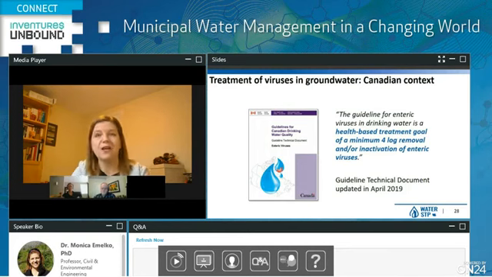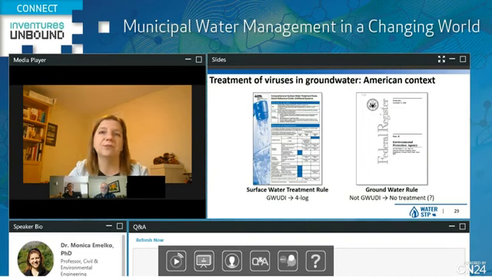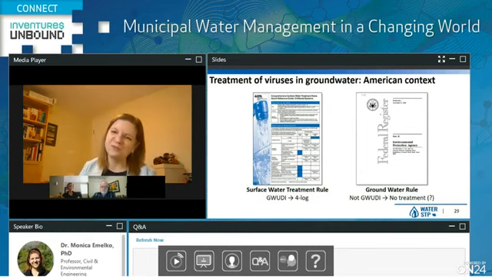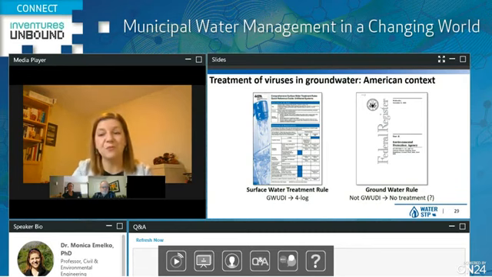Okay, in contrast, our neighbors to the south have a very different approach, where they include 4 log treatment for viruses if the water has attributes of surface water. But in cases where that is not the case, there's a belief that maybe we don't need any disinfection. Aren't subsurface water supplies pristine? And to the microbiologist, most waters are not pristine because animals use them to bathe in, and water from the surface makes its way to the subsurface.